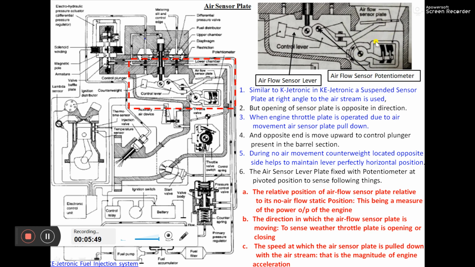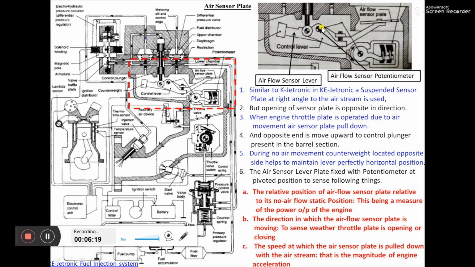So this is a potentiometer which is fixed at the hinge position of your air sensor plate. This potentiometer was not there in the case of the K-Jetronic. The plate movement is not sensed by anything. It only moves with respect to the airflow, and it directly transmits that movement to this plunger. But here the plunger gets the upward and downward movement with respect to the air sensor plate.